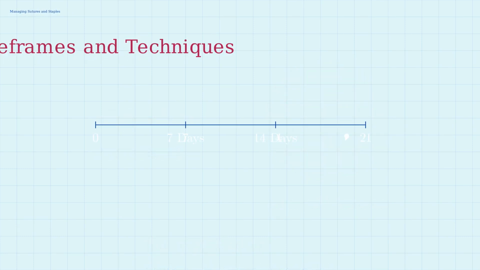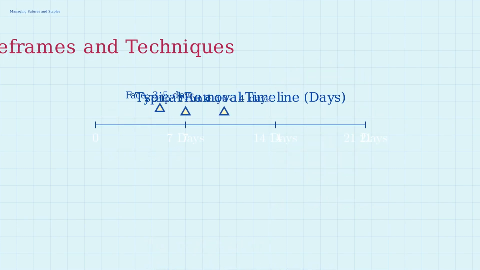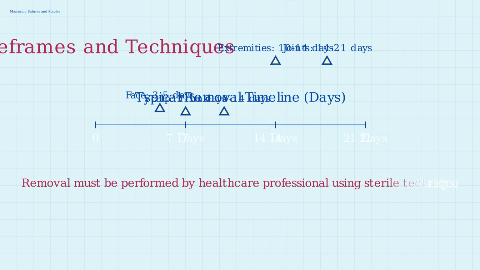Sutures and staples are typically removed after 7 to 14 days, depending on the wound location and patient factors. Facial sutures may be removed earlier, within 3 to 5 days, while joint sutures often remain for 14 to 21 days. Removal must be performed by a healthcare professional using sterile instruments and proper technique to minimize trauma to the healing tissue.